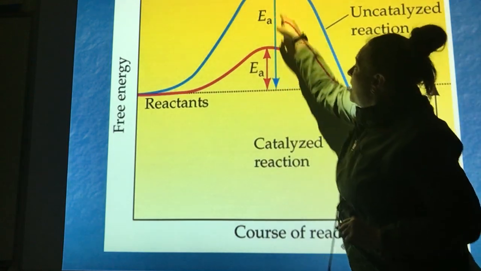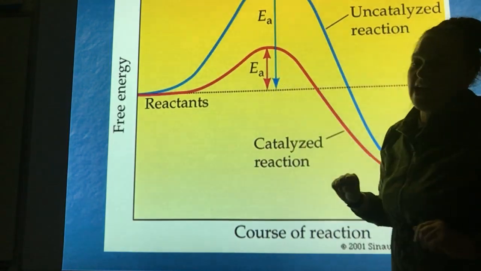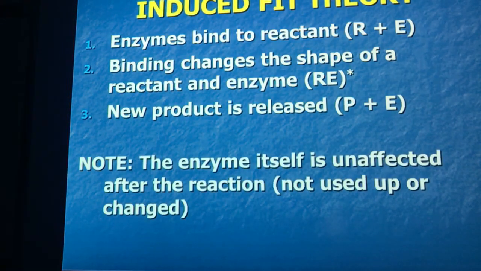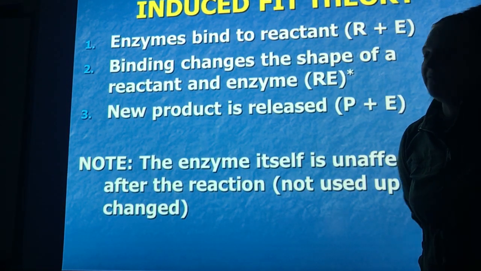So look at how big the blue arrow is compared to the red. So when you use an enzyme, you can speed up the reaction because you've lowered the activation energy. That's why I think this visual explains it better than the words. Okay, so an enzyme is a specific type of catalyst found in living organisms.